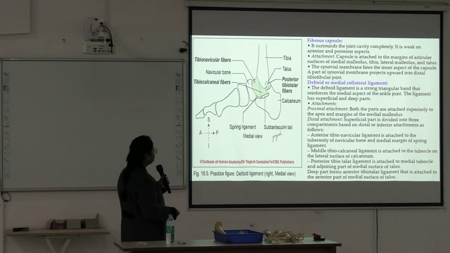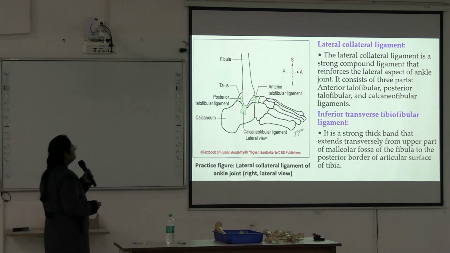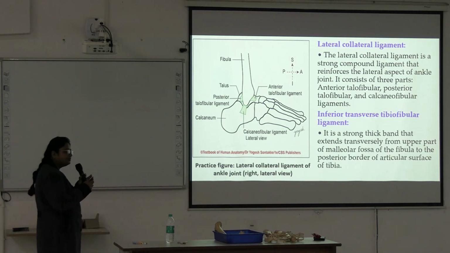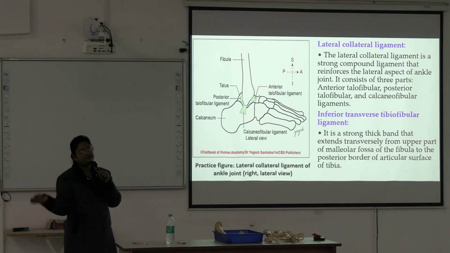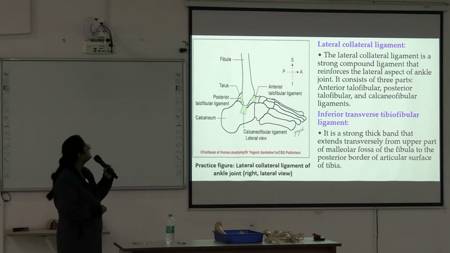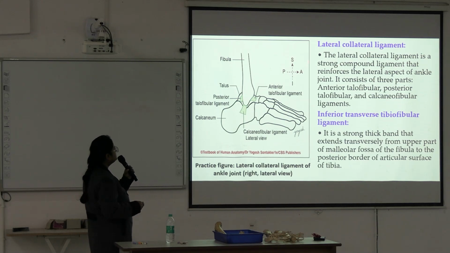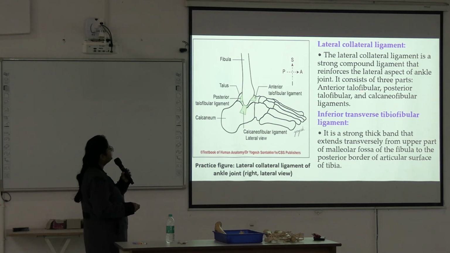Okay, next we go to the lateral collateral ligament. The deltoid ligament supports the joint from the medial aspect, connecting the medial malleolus with the navicular, calcaneum and talus. The lateral collateral ligament is a strong compound ligament that reinforces the lateral aspect of the ankle joint. It consists of three parts: anterior talofibular, posterior talofibular and calcaneofibular. These three together form the lateral collateral ligament.